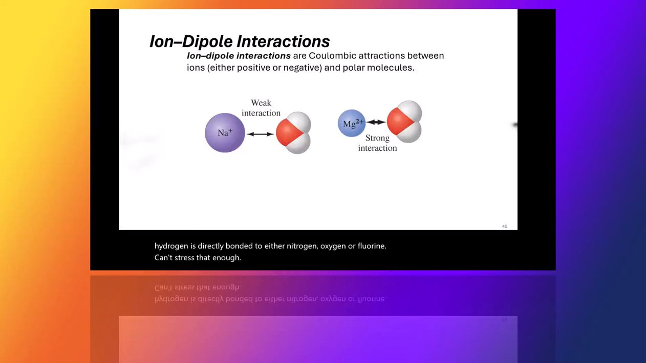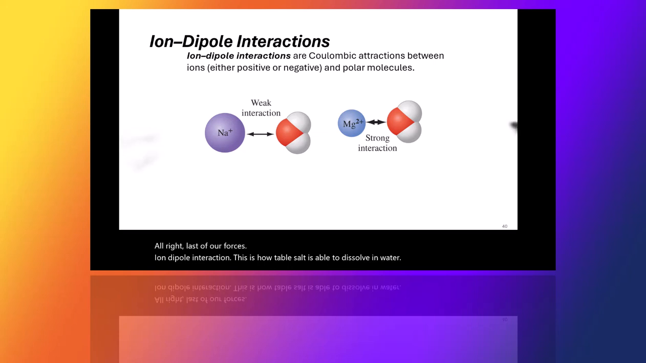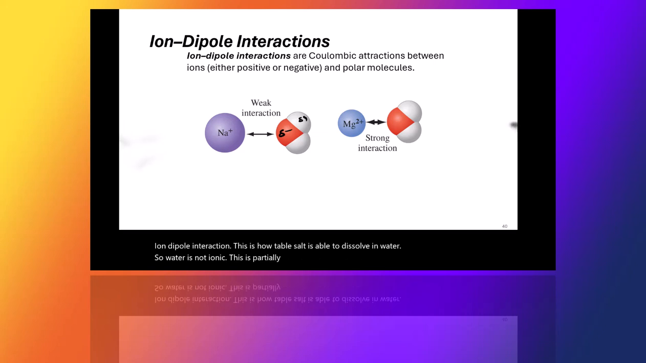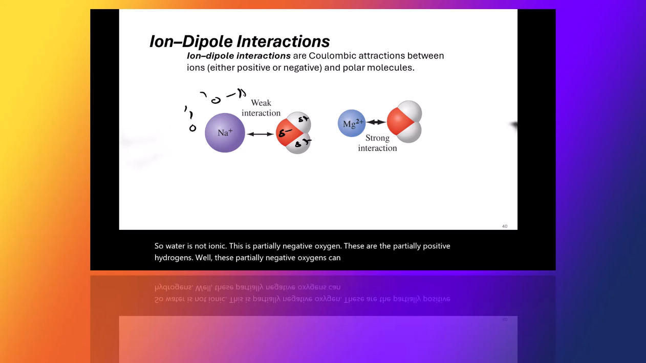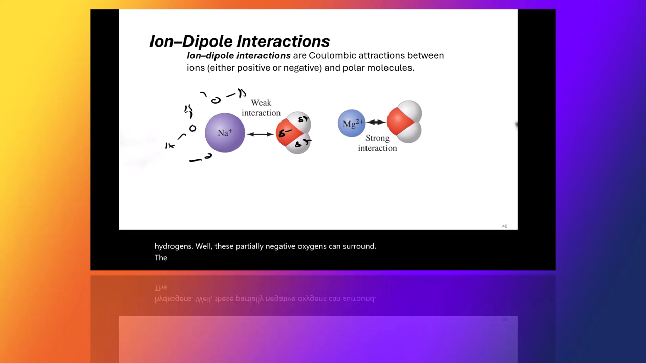All right, last of our forces, ion-dipole interaction. This is how table salt is able to dissolve in water. So water is not ionic. This is the partially negative oxygen. These are the partially positive hydrogens. Well, these partially negative oxygens can surround the sodium ion, which creates a cage around the sodium ion. We call it hydrolysis. And that's what separates the sodium ion from the chloride ion.